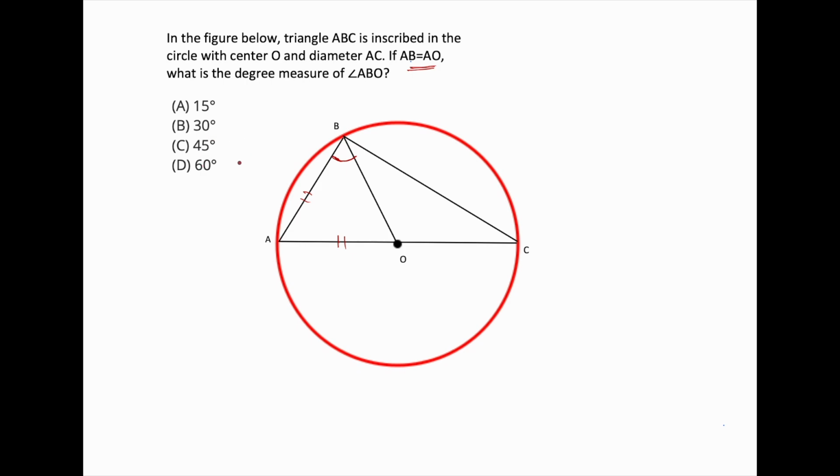The options are given here, and we have to use the concepts of a circle and triangle to solve this question. So if this is the center, then this is the radius, which means that OB equals OA. So this is also the same, which means that all the sides of triangle ABO are equal.